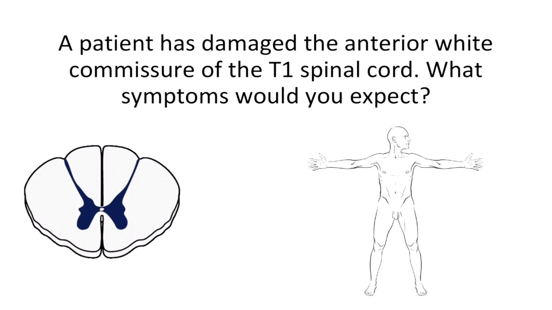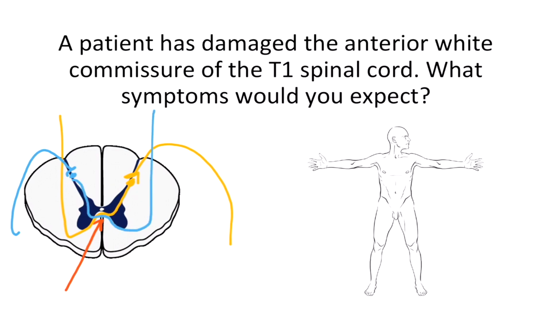Now let's do another question. Let's say a patient has damaged the anterior white commissure of the T1 spinal cord. What symptoms would you expect? Recall that the anterior white commissure is right there, and it's used by the spinothalamic tract. Recall that as the signal enters, it synapses in the posterior horn, then decussates in this white matter here, and then travels up. Same thing with the other side. Synapses here in the posterior horn, uses the anterior white commissure, and then travels up.